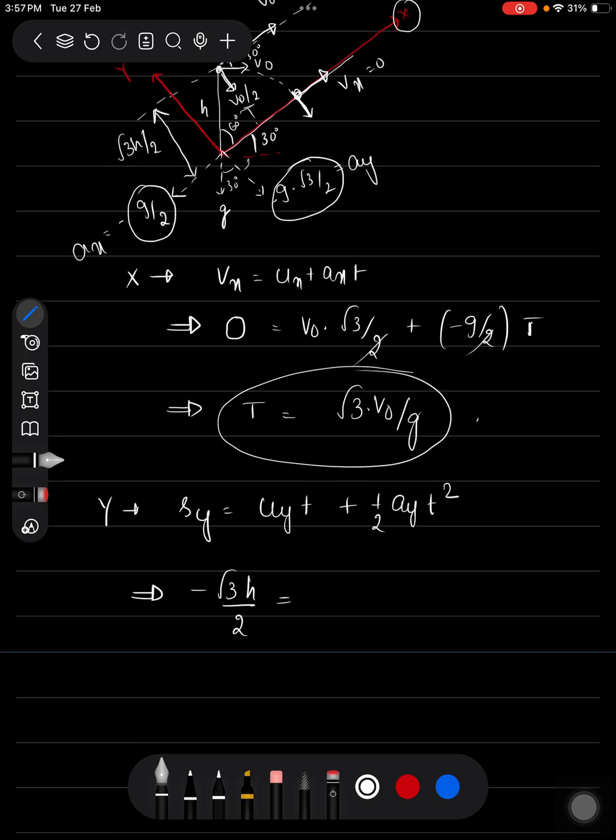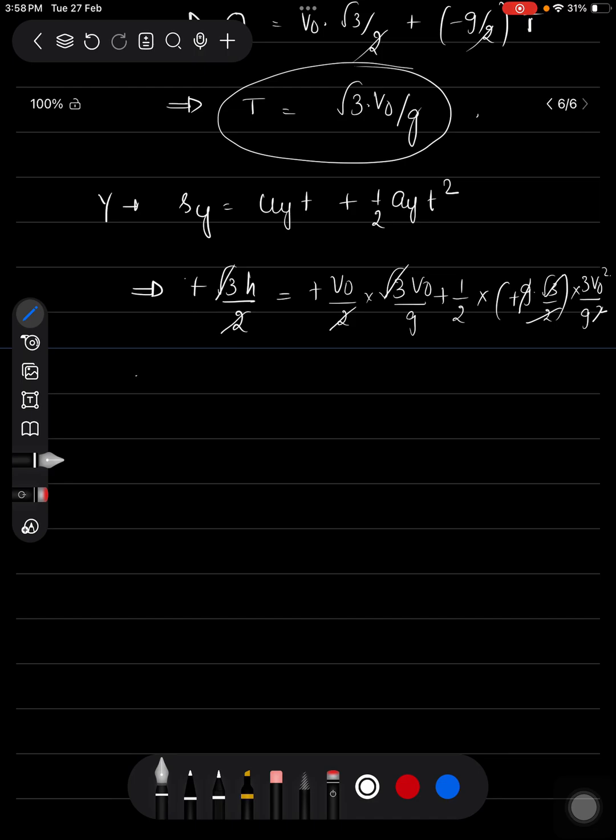Uy is minus v0 by 2. Time taken is root 3 into v0 upon g plus half into ay, which is minus g into root 3 upon 2. T square will be equal to 3 v0 square upon g square. This g I can cancel out here. Negative sign is common everywhere, you can just remove that. Root 3 is also common everywhere, you can cancel it out. 2 is common everywhere, you can cancel it out.